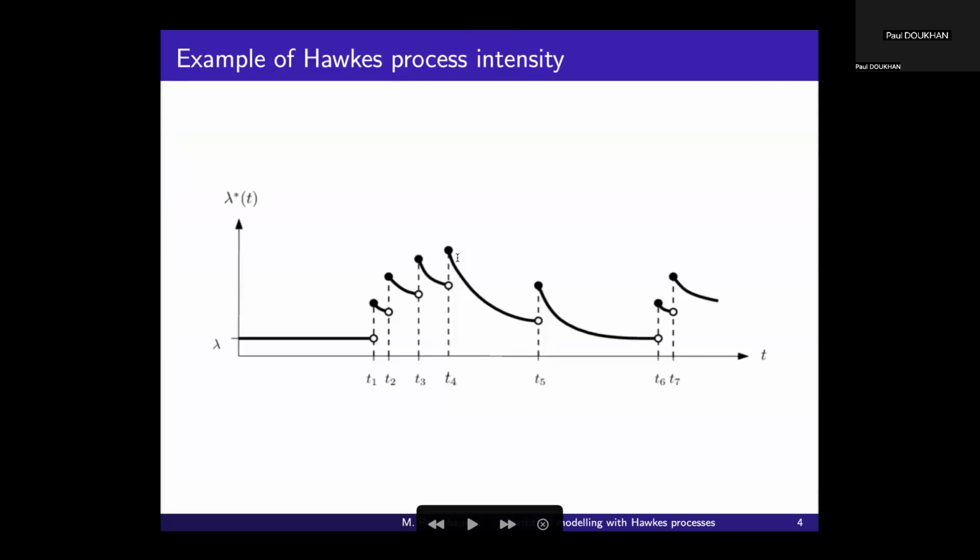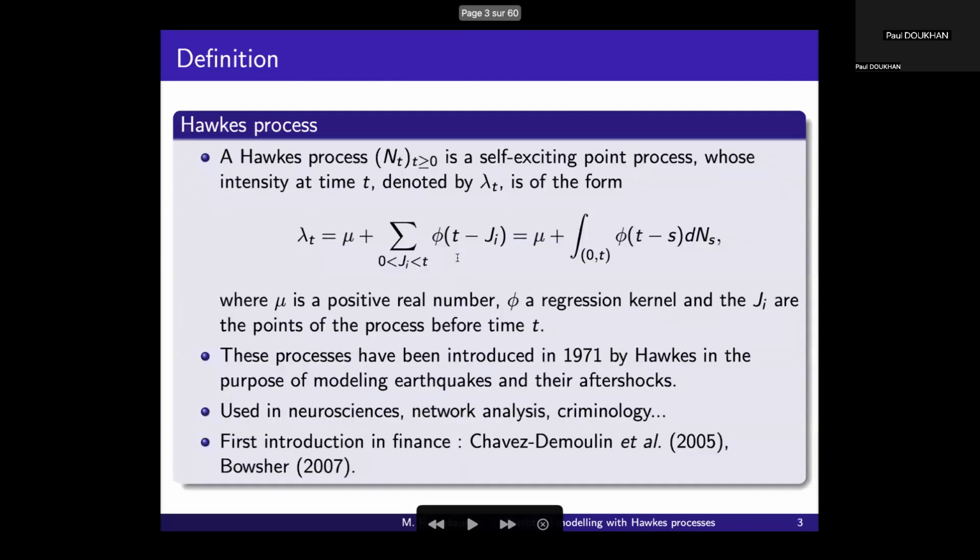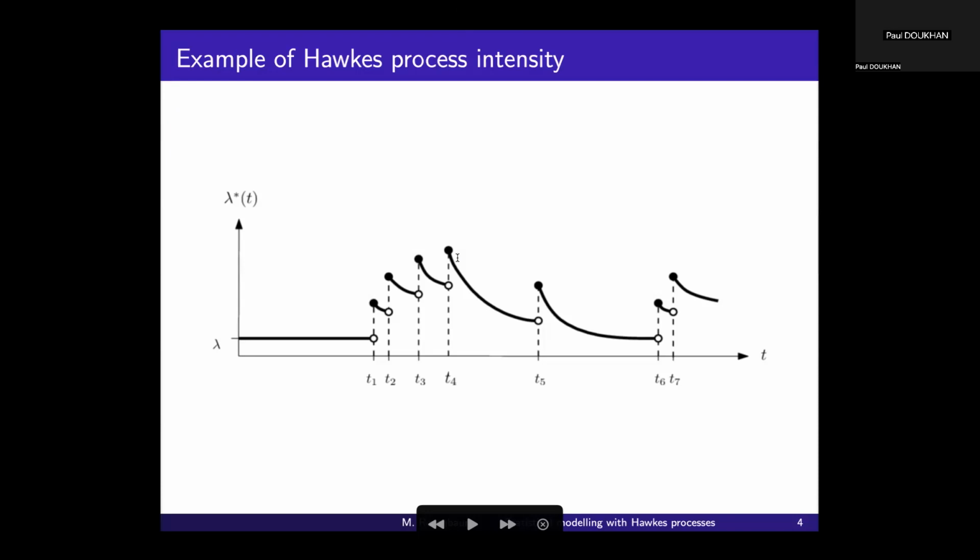Okay, so just as an example of the intensity of the Hawkes process, you have the base intensity, this is the Poisson intensity, and then you have the first jump. When you have the first jump, your intensity jumps by phi of 0. So you're adding phi of 0 here because there is a jump, so t minus Ti is equal to 0. And then it decays, and then you have a new jump, so you add phi of 0, and it decays, you have the jump. So this is a typical graph of the intensity of a Hawkes process.